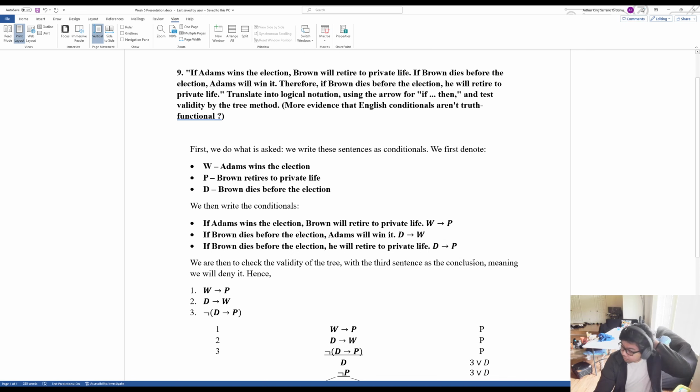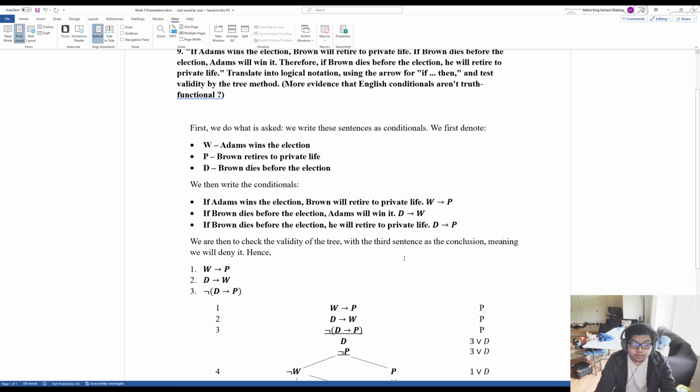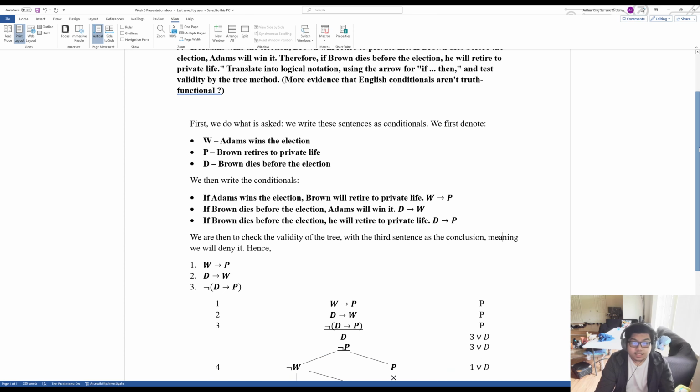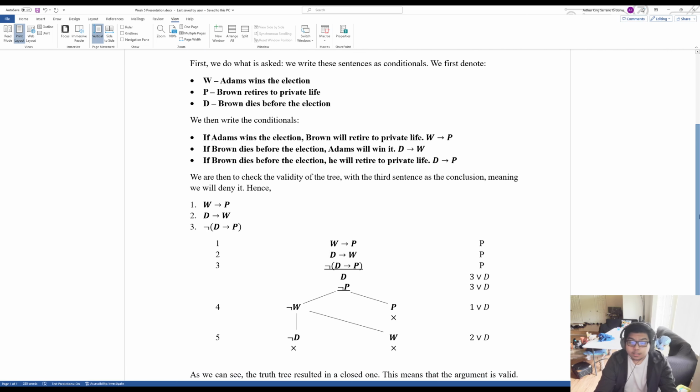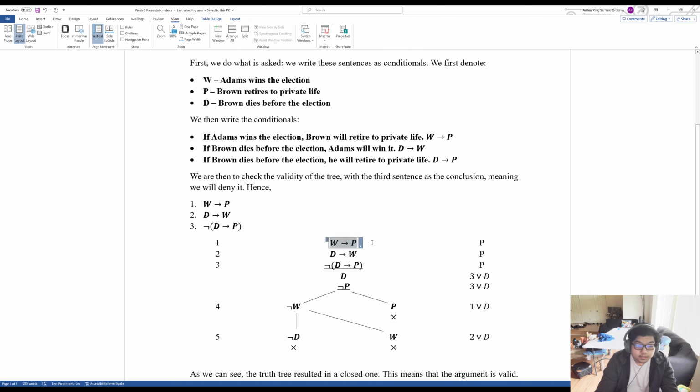Therefore, if we are going to have those sentences in a truth tree, we will have these sentences instead: if W, P; if D, W; and the denial of D, P, which is not the if D, P. And this is the truth table as it shows. First, this is our first sentence, which is a premise, and this third sentence is also a premise.